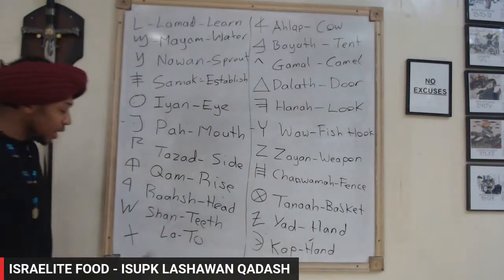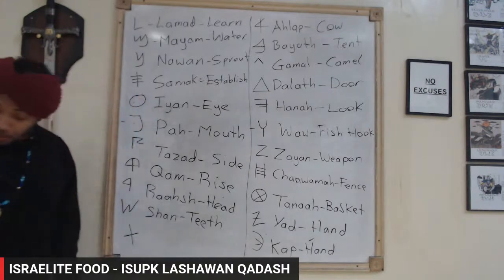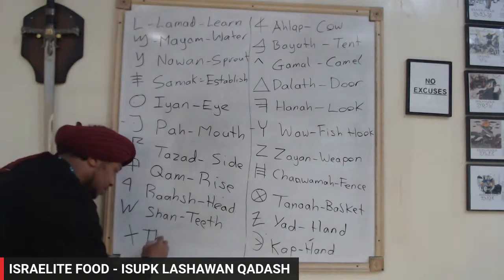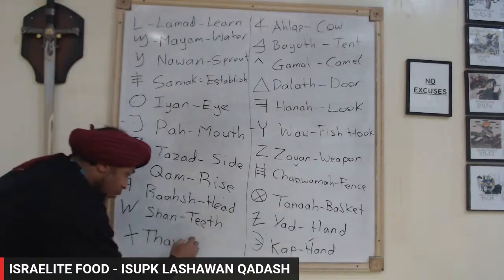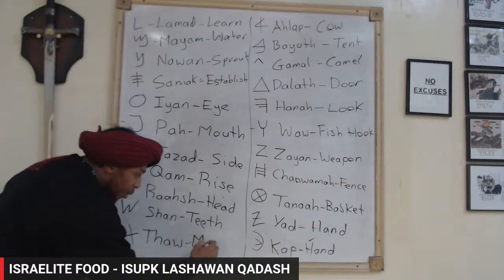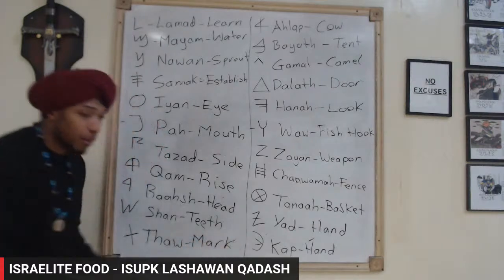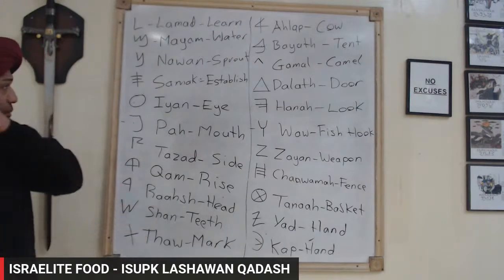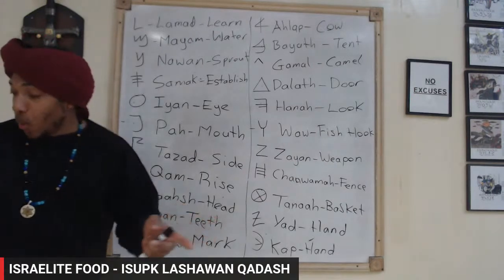Good. And then the last one is Thou. Thou means mark. Like mark of the beast. Right? Mark of the beast. You got words, you put them together.